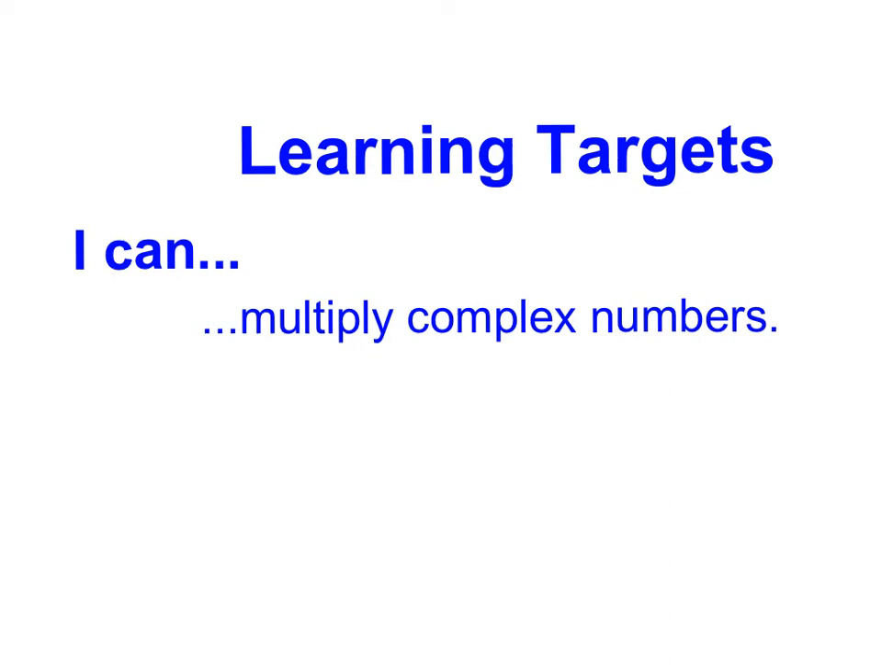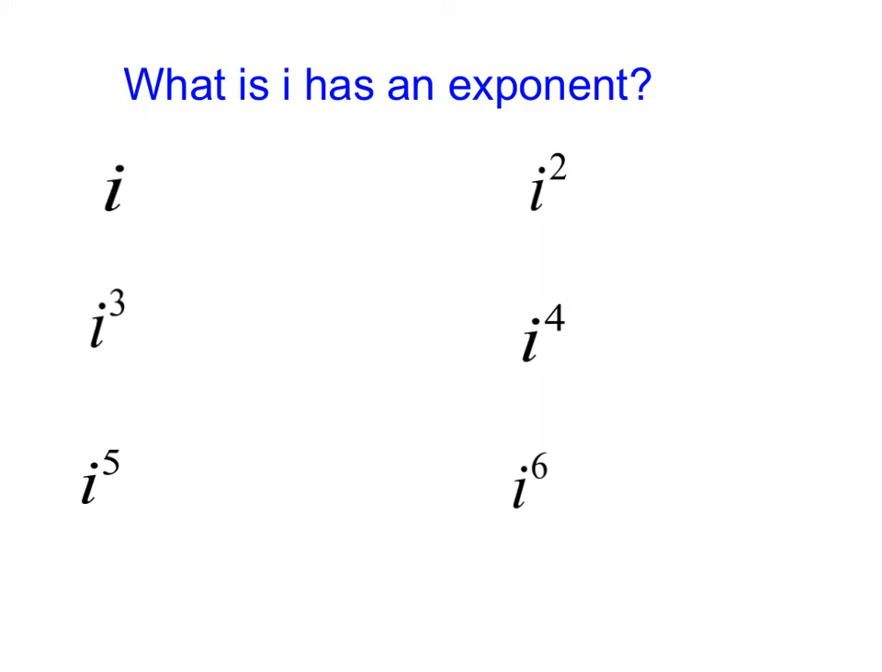In this video, we're going to talk about how we can multiply complex numbers together and how to simplify imaginary numbers with exponents greater than 1. So in this slide, we're going to explore that imaginary i a little bit more and talk about how we can simplify values with i that contain an exponent other than 1.